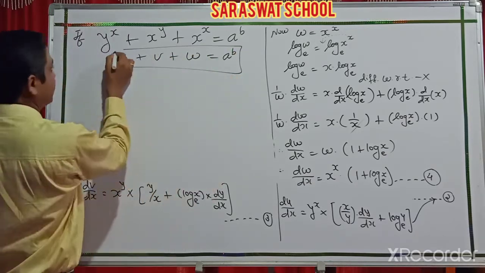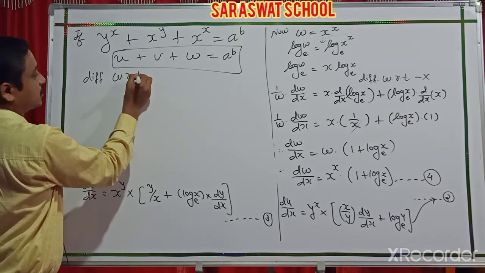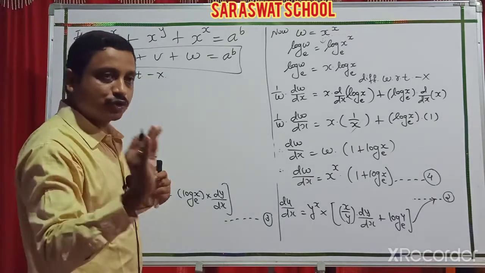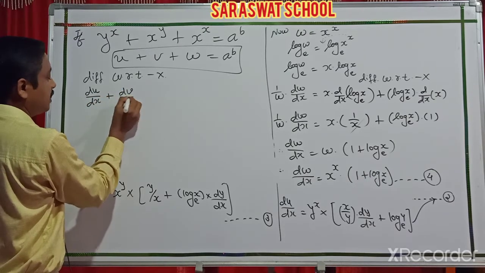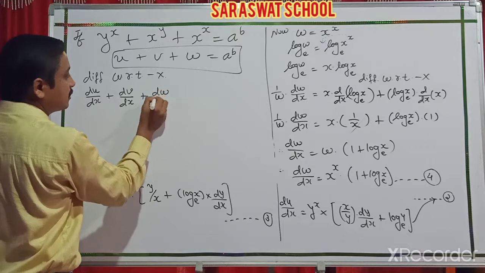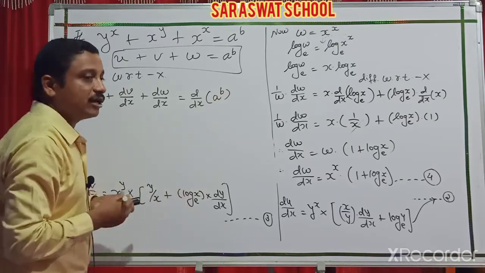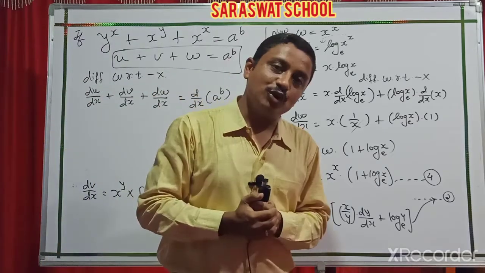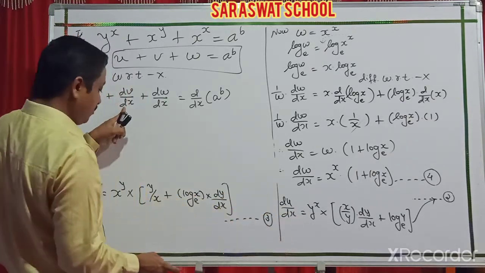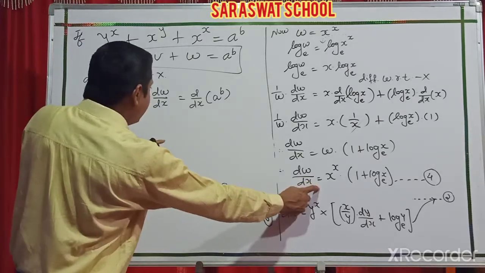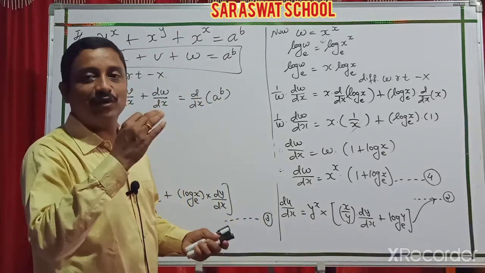Up to that I already explained statement 1. Now I start differentiation with respect to x. So here du by dx plus dv by dx plus dw by dx, and here d by dx of a raised to b is a constant term, and the derivative of a constant term is known to be zero. Students, check here, du by dx is this, dv by dx is this, and dw by dx is this, all values I already noted in rough work, and the total values are applied.